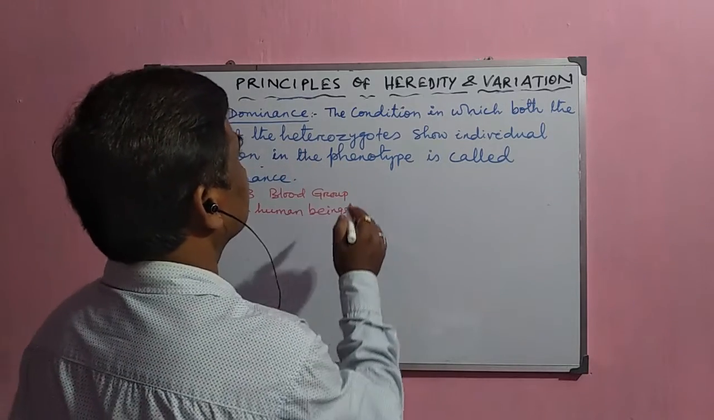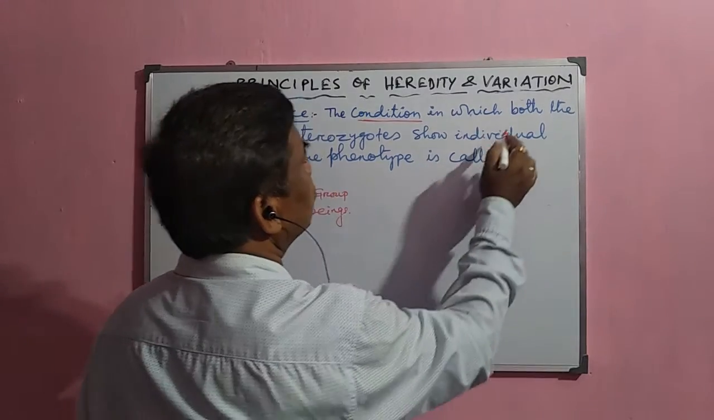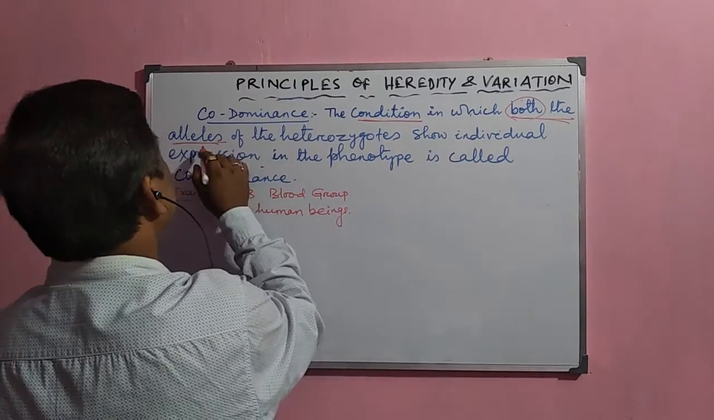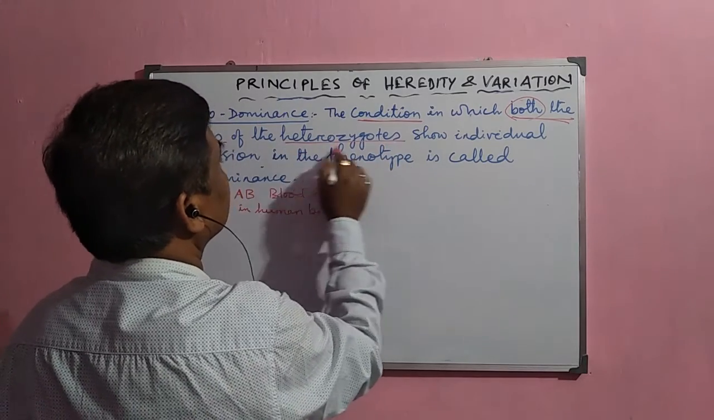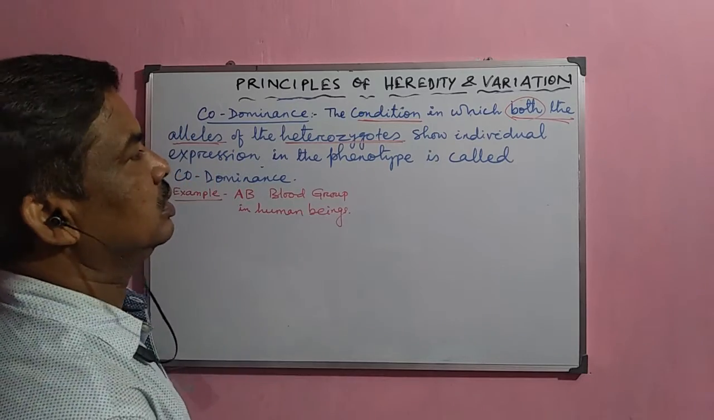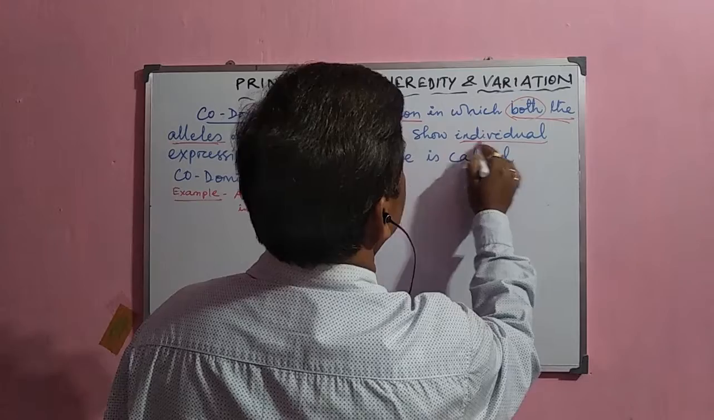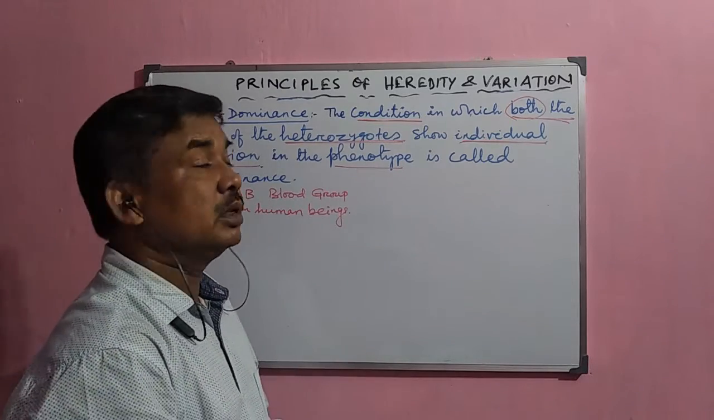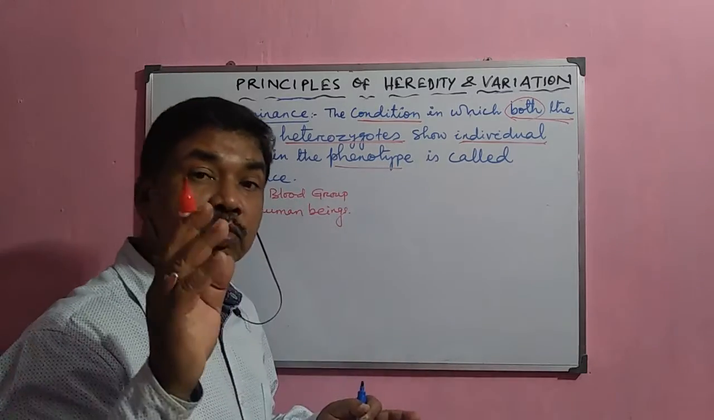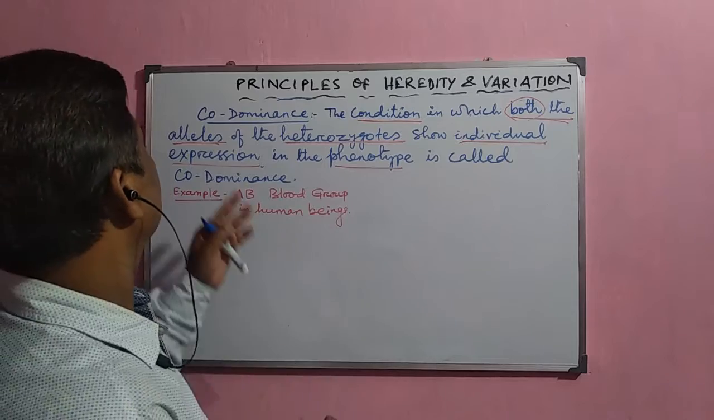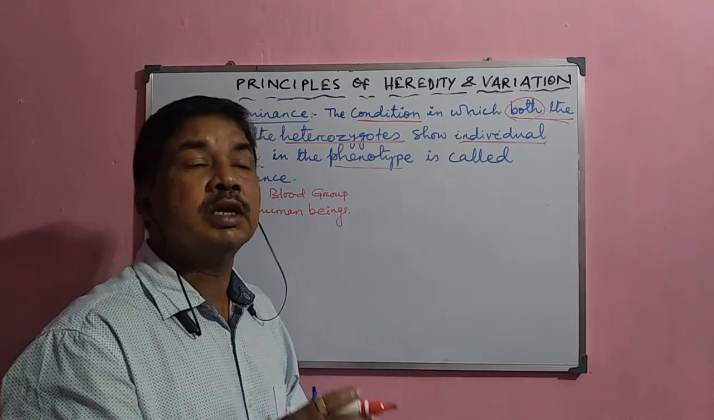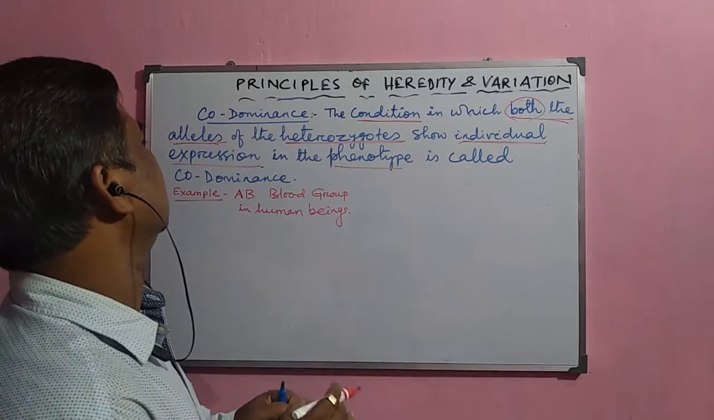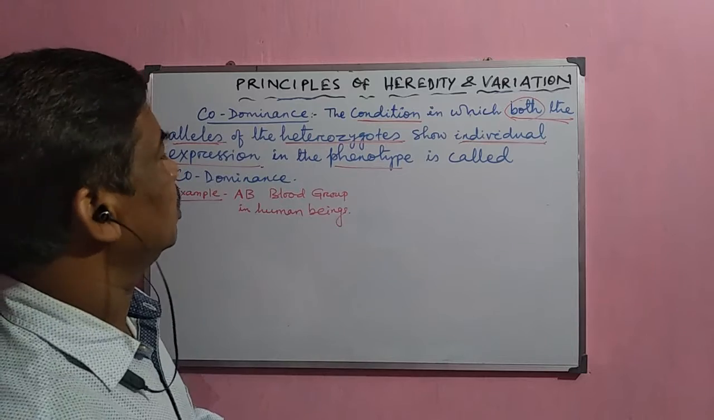Codominance is the condition in which both the alleles of a gene present in the heterozygote, not the homozygote, show individual expression in the phenotype. In a heterozygote, both the alleles are different, and both of these different alleles normally show individual expression. The two types of alleles express in different ways and are independent of one another in phenotype expression. So that is called codominant.